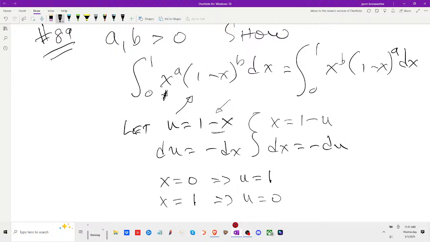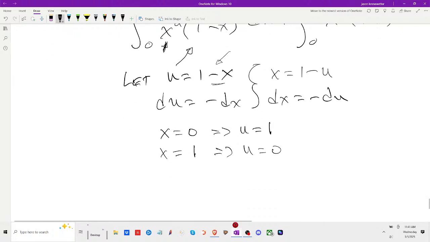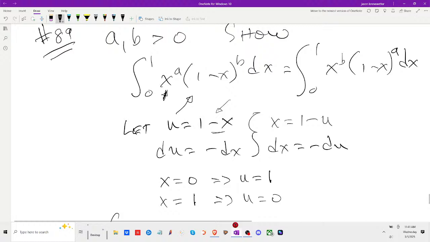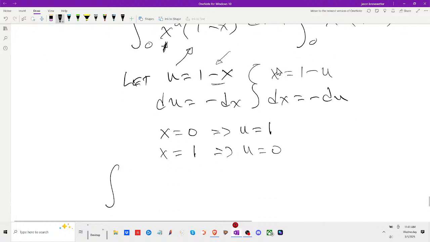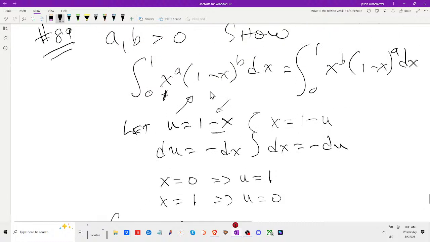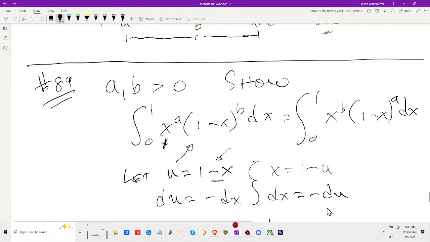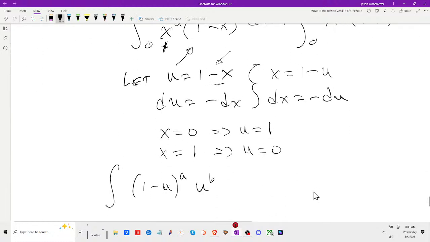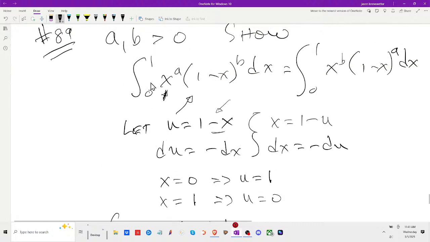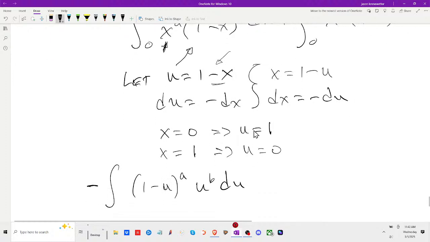Okay, so putting all that together, I can now write my integral in the form of u. So it's the integral. The first thing is the x here. I've got to have the x to the a. Now the x is 1 minus u. So the first term is 1 minus u to the a. Then I have the 1 minus x to the b term. That's now going to be u to the b, because u is equal to 1 minus x. And then dx, that's equal to negative du. I'll put the du here, and I'll put the negative out front. And then for the bounds of the integral, x was going from 0 to 1. u is now going from 1 to 0.